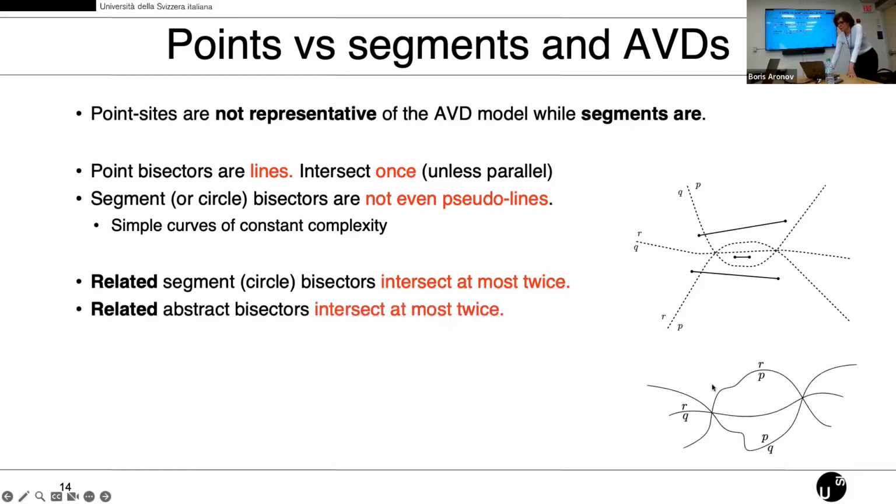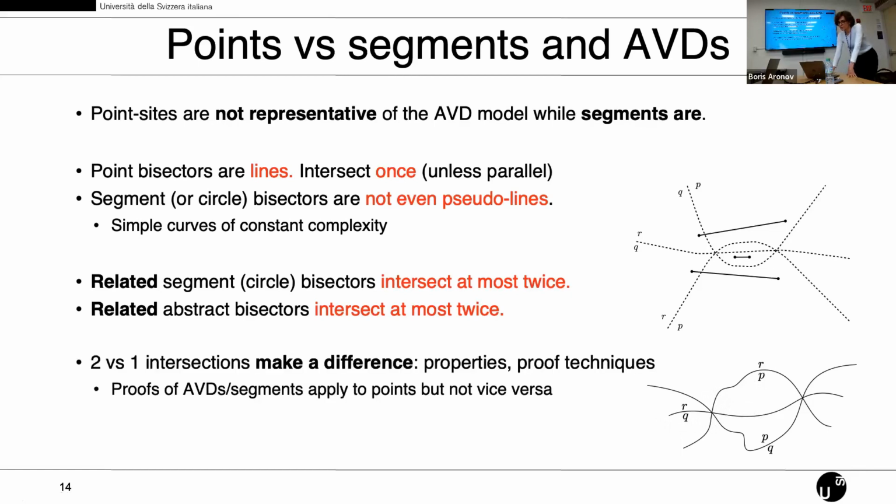And the same holds for abstract bisectors. They can intersect at most twice. So you see here three related bisectors involving the sites R, P, and Q. They can intersect twice. And two intersections versus one make a difference in properties and in proof techniques. In general, the proofs for AVDs of segments apply to points, but not vice versa.